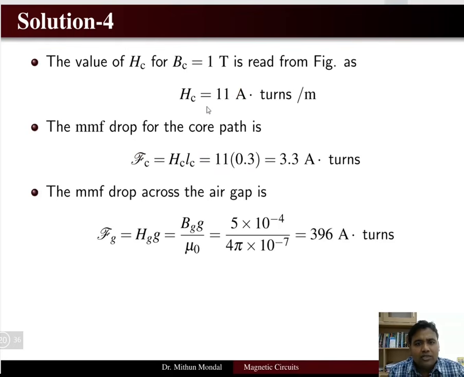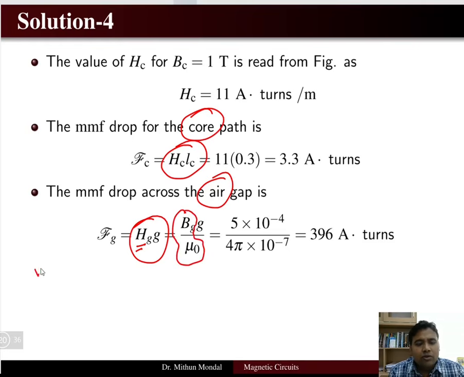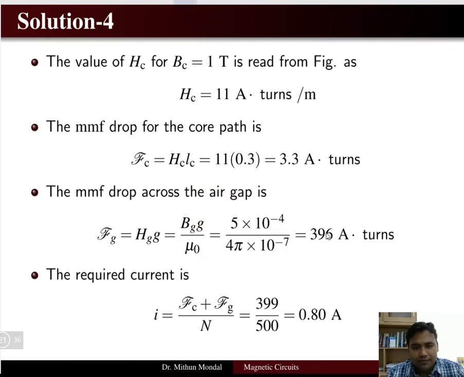First you consider the core, and then you consider the air gap. Hc into Lc you have done; here it is Hg into the air gap length. In this case Hg will be Bg by μ0. You do not require μr because μr is equal to 1 for the air gap. So you put the flux density Bg as 1 Tesla, and the gap length and μ0, and you will get 396 ampere turns.